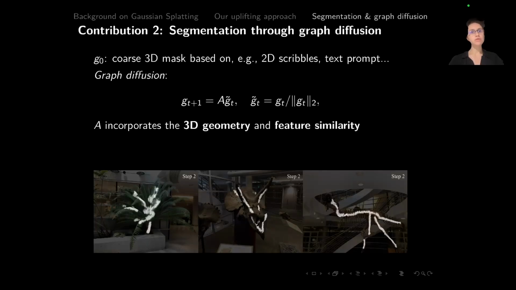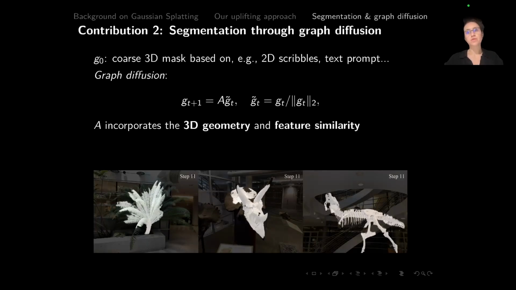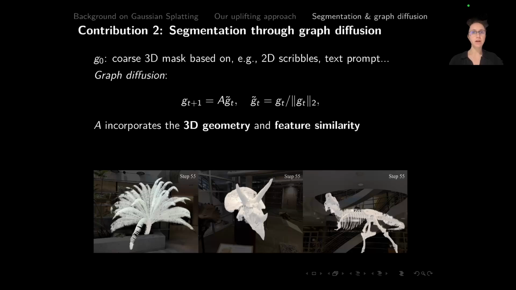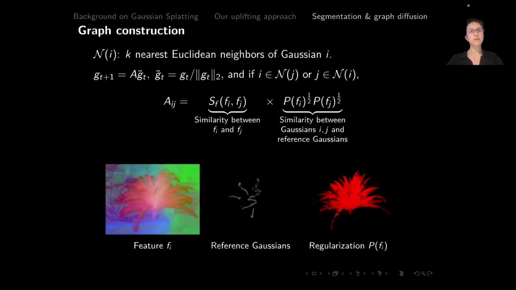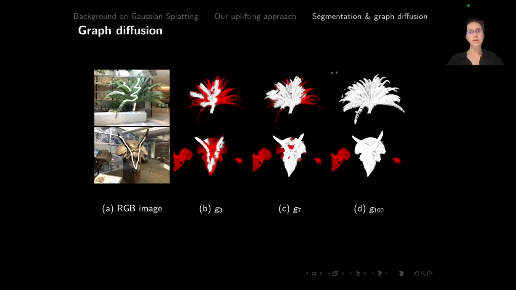And we propose to do so through graph diffusion. Starting from scribbles uplifted into 3D, we build a graph where each Gaussian connects to its neighbors with a weight defined by matrix A. And the weights in A have two terms, a pairwise feature similarity and a regularization, here in red, that compares each Gaussian features to those of the Gaussians belonging to the scribbles. Defined this way, the diffusion process propagates the initial 3D signal from the scribbles within the objects, stopping at its borders thanks to the regularization.